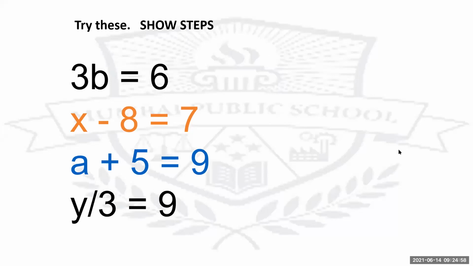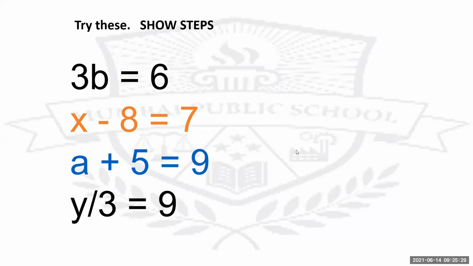Sir, b is equal to 6 divided by 3. So 6 divided by 3 is how much? Yes, Pawan. Sir, 6 divided by 3 is 2. Yes, very good, Pawan. Very good.